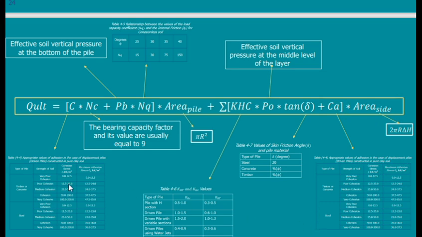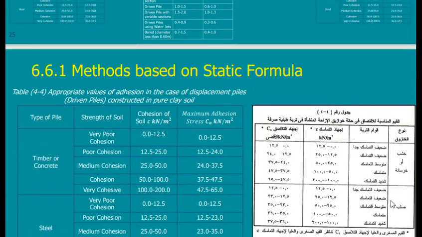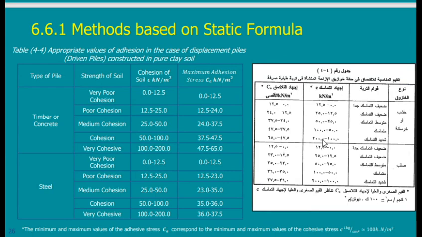Look at this and look at this, you will find that both are more or less the same table. Because in the code, you will have this table. This is a table given by the code, giving the value of C. This is the value of C, and this is the value of CA, based on the type of the pile and the type of soil. If I have wood or concrete, or if I have steel, then I have to choose this first.